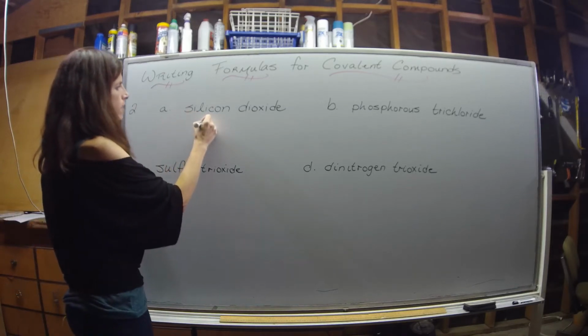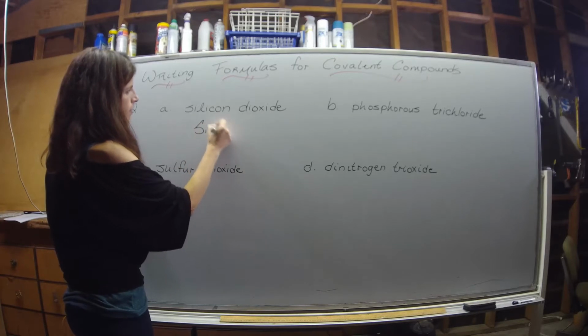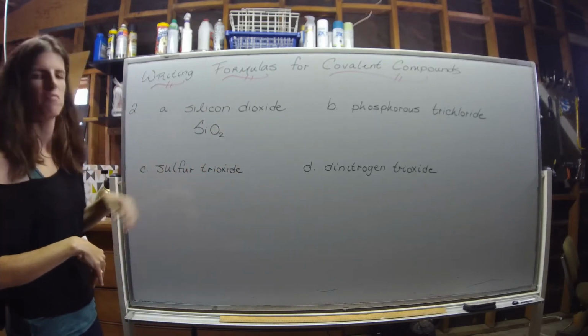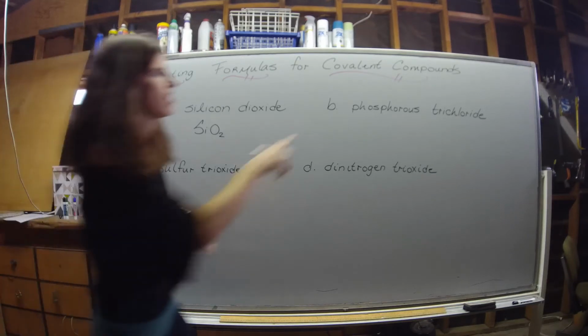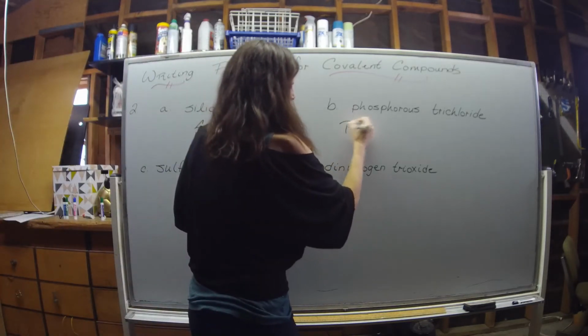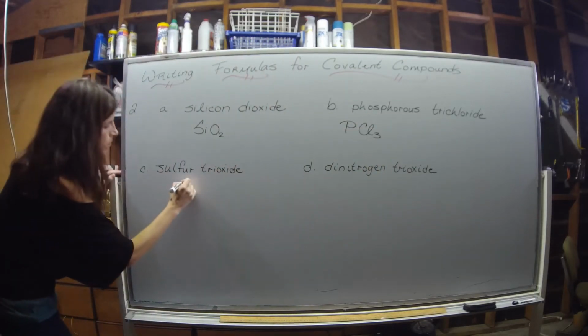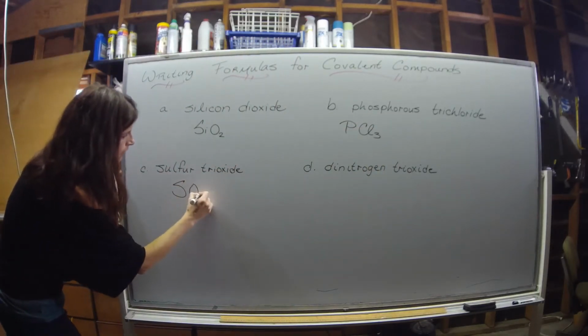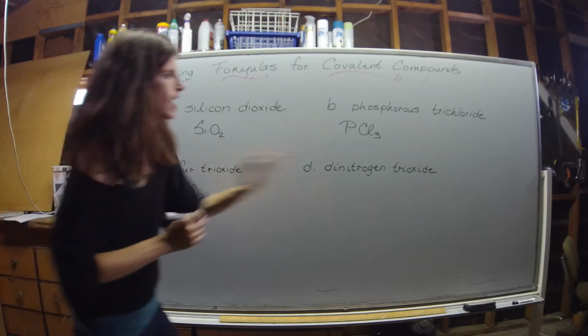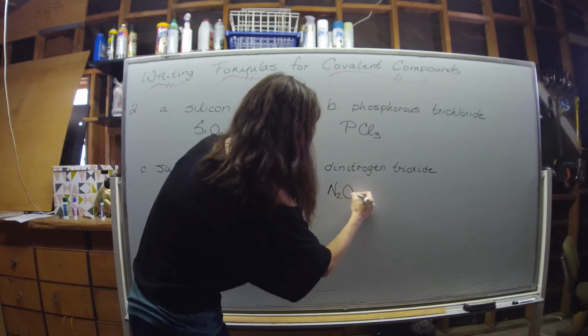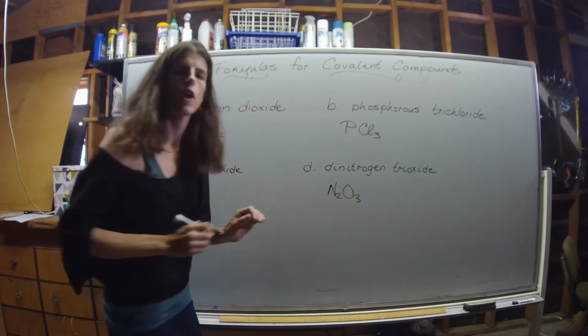So silicon dioxide, no crisscross required. Covalent molecules are much nicer. Phosphorus trichloride, sulfur trioxide, and dinitrogen trioxide. So the di and then the tri.